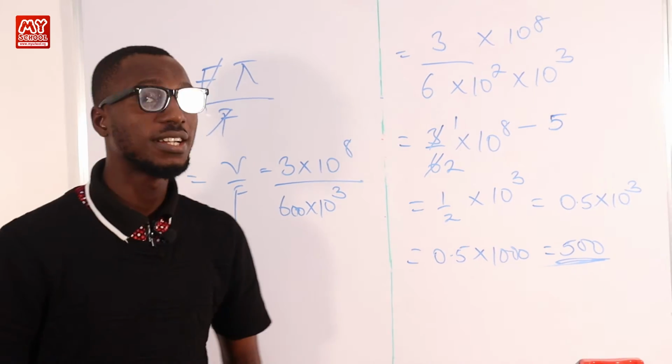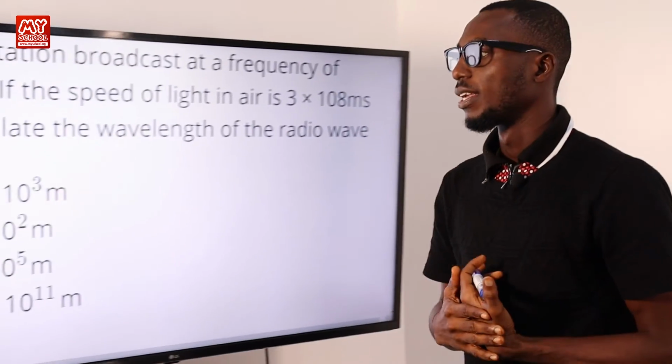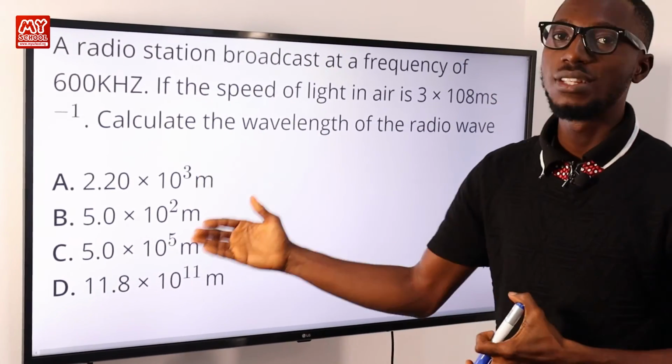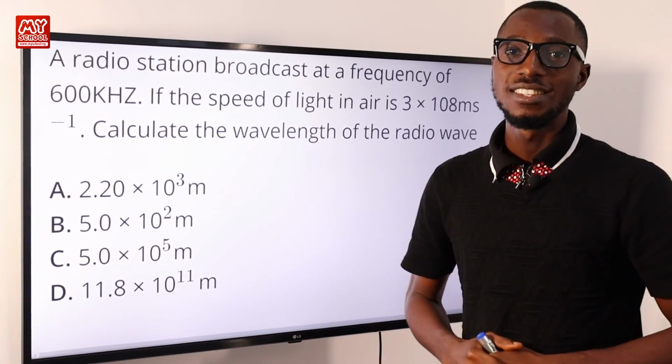So let's go back to the screen and select the correct option. Option B is correct. That is 500, or 5.0 times 10 raised to power 2 meters. So option B is the correct option.